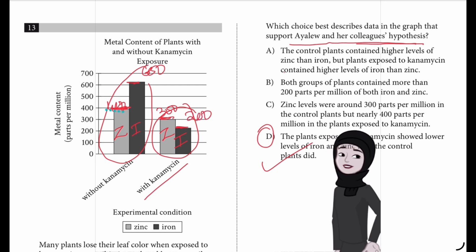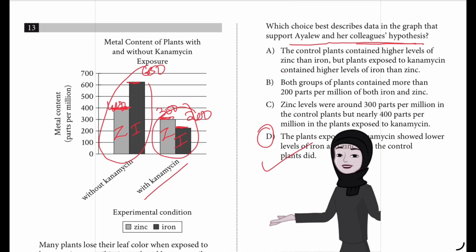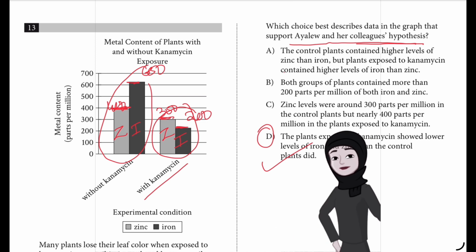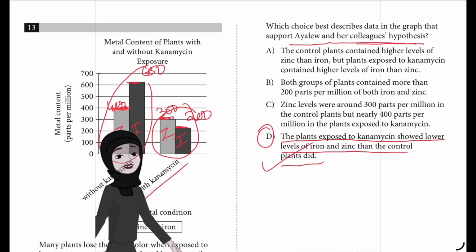Thus, the graph shows that plants with kanamycin exposure have significantly lower levels of both iron and zinc than the plants without kanamycin exposure. So this is evidence supporting the hypothesis that kanamycin exposure results in plants altering their uptake of metals. So D says the plants exposed to kanamycin showed lower levels of iron and zinc than the control plants did.